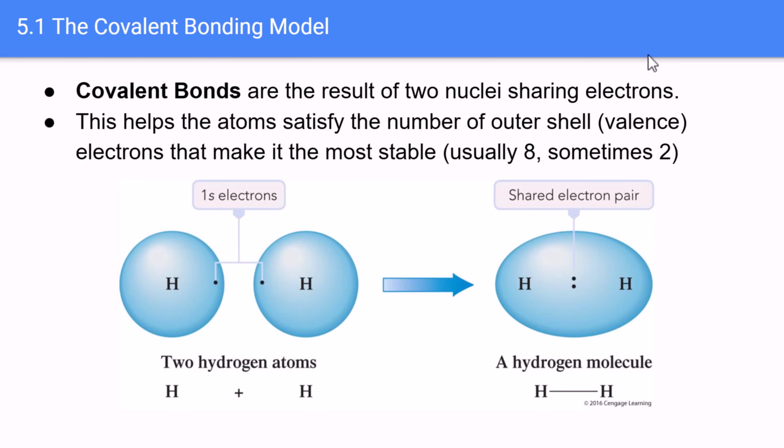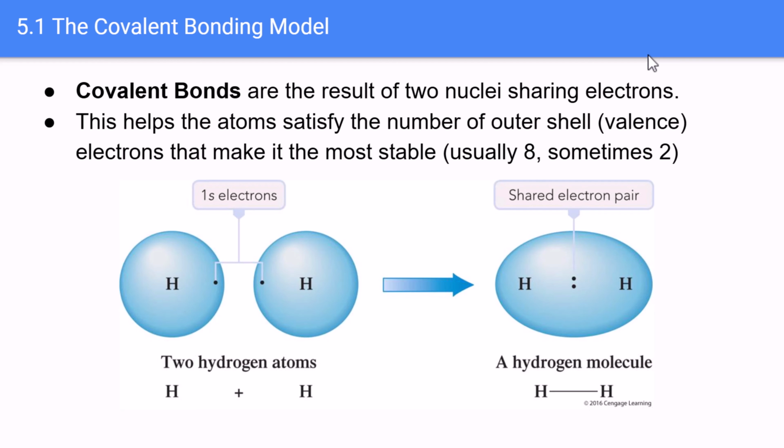So what exactly is a covalent bond? Well, a covalent bond is the result of two nuclei sharing electrons. And the whole goal of this, can we go back to what we talked about with ionic bonding? The whole goal of this is to satisfy the number of outer shell electrons that make it the most stable. We go back to that octet rule. Most of the time this is 8, sometimes it is 2.